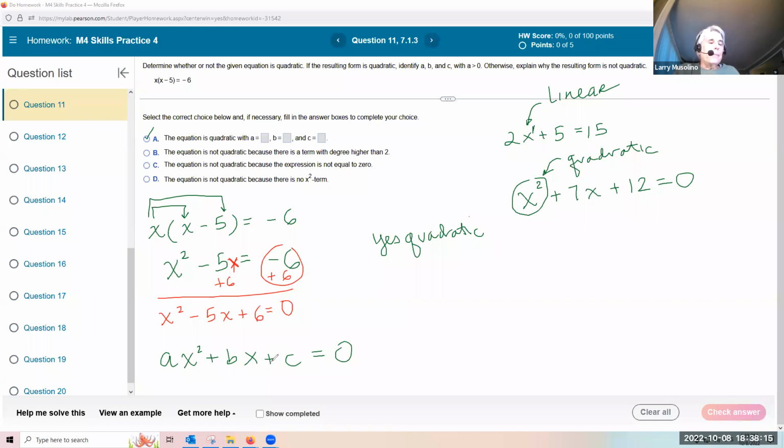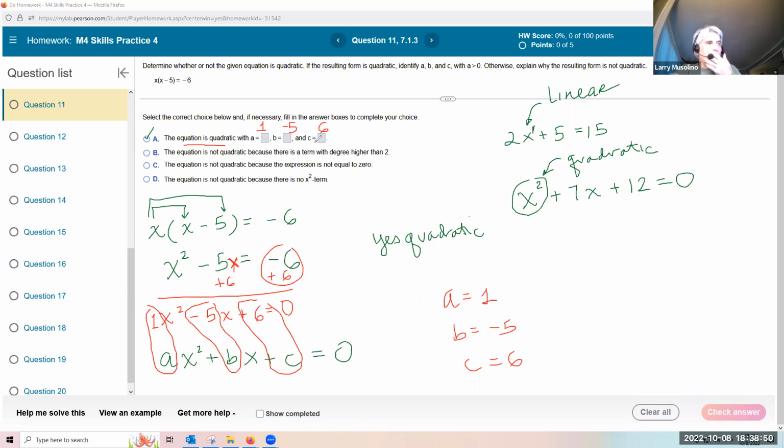Now I match up to identify the values of a, b, and c. In front of the x squared, I can really think of this as a 1. So the a here matches up to 1. The b is whatever number is sitting in front of the x, so our b matches up to negative 5. And the c is whatever constant is over here on the right-hand side. In our example, c matches up to 6. So our answer is yes, this equation is quadratic. A is 1, b is negative 5, and c is 6.